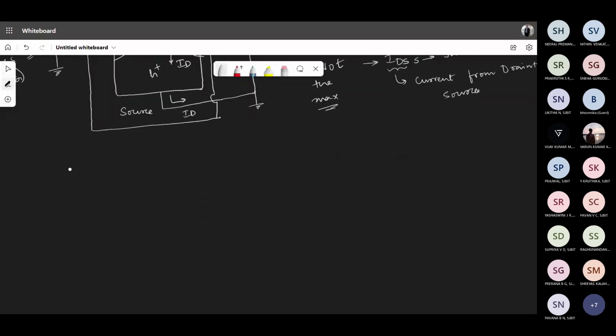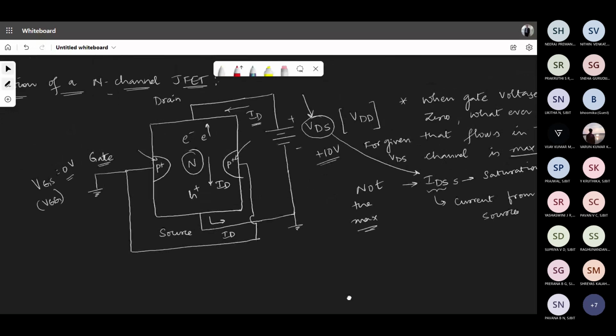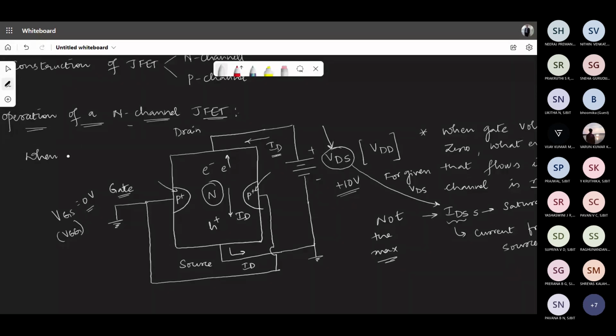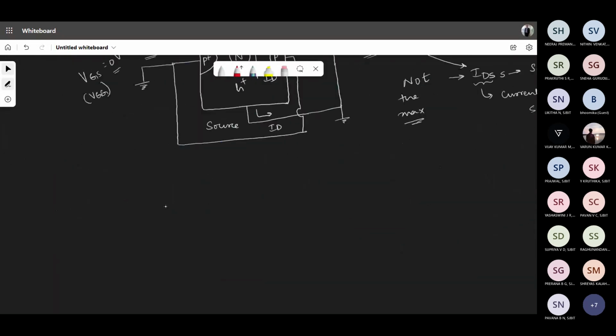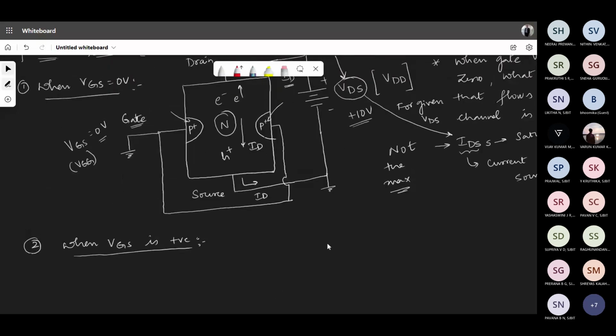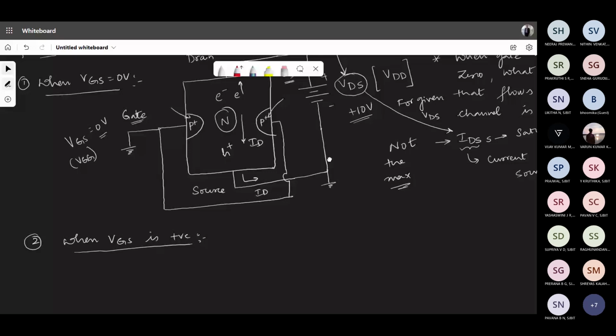So this is when gate voltage is 0. Let me write that. So we can have three cases. When VGS is equal to 0 volts, this is case number 1. What is case number 2? Case number 2 is when VGS is positive. Let us see what happens. Let me take the same diagram to make you guys understand.